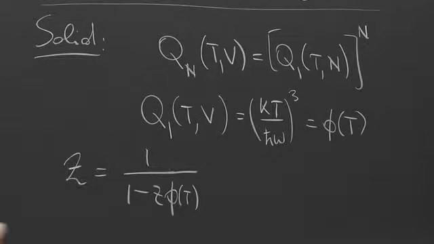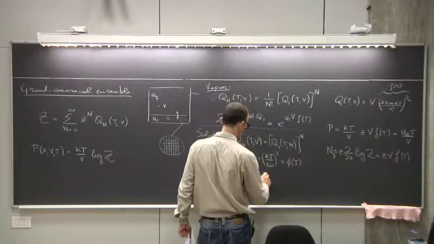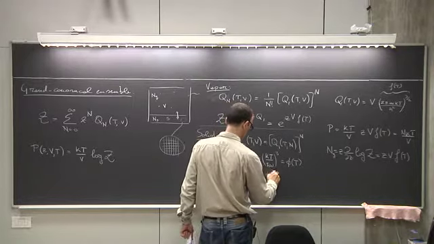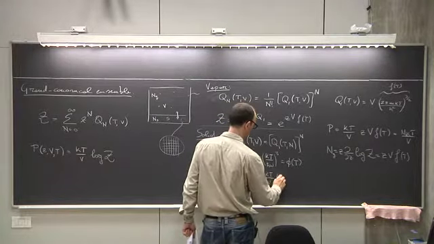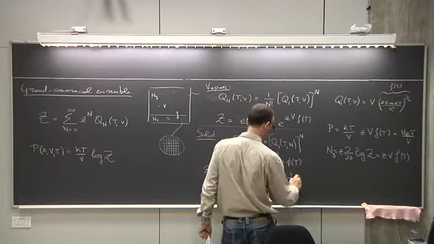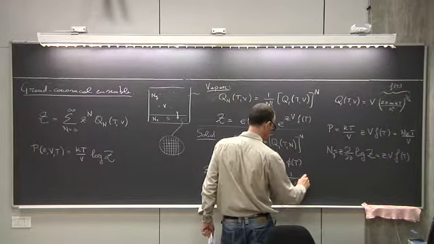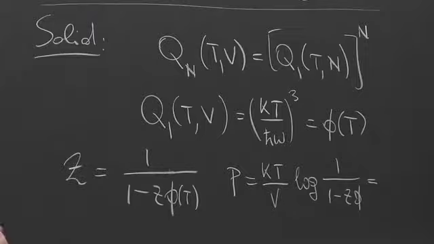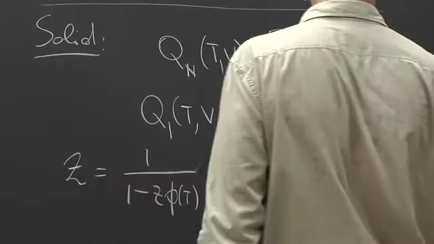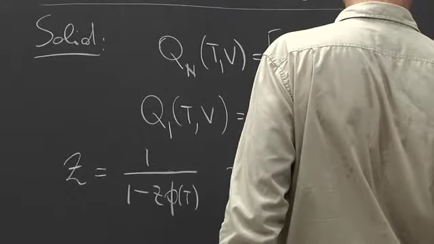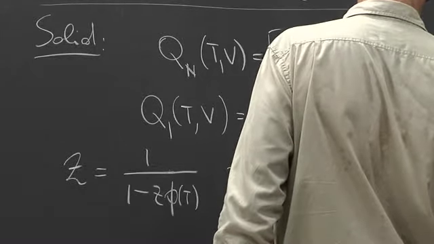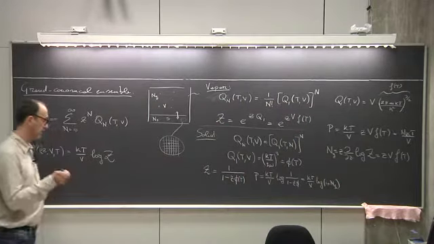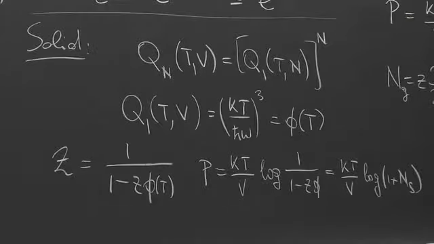And from this you get that the pressure is kT over v times the log of 1 over 1 minus zφ. And if we compute the number of particles as before, we find that this is kT over v times the log of 1 plus the number of particles in the solid. Okay? And then you can derive all the thermodynamics.